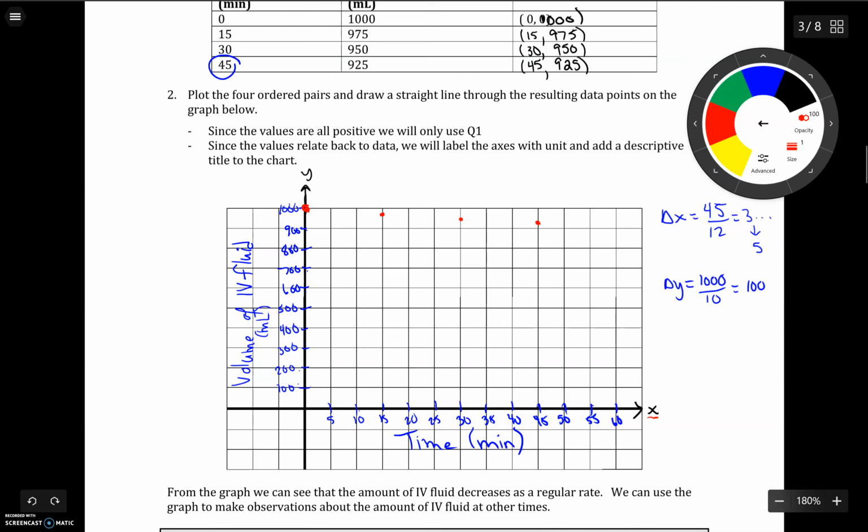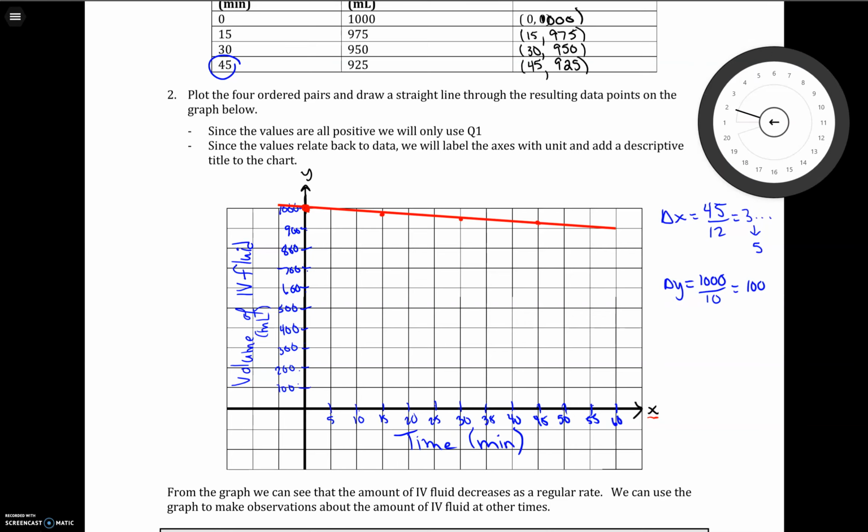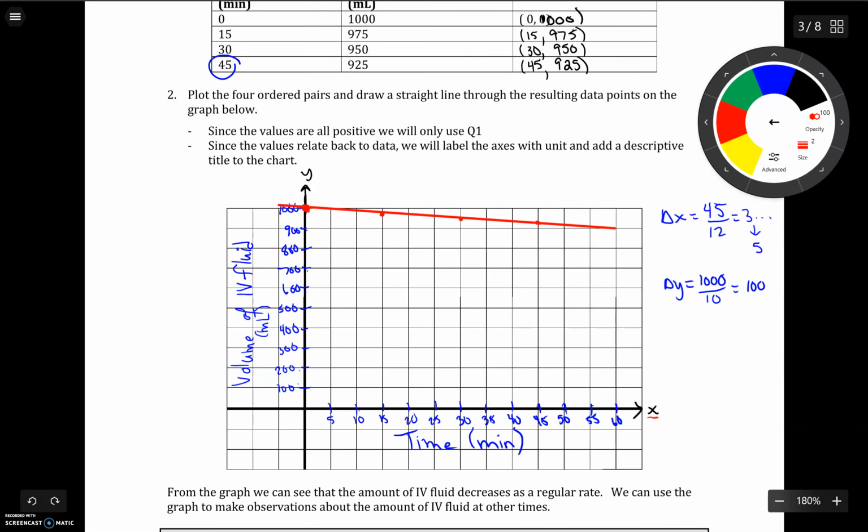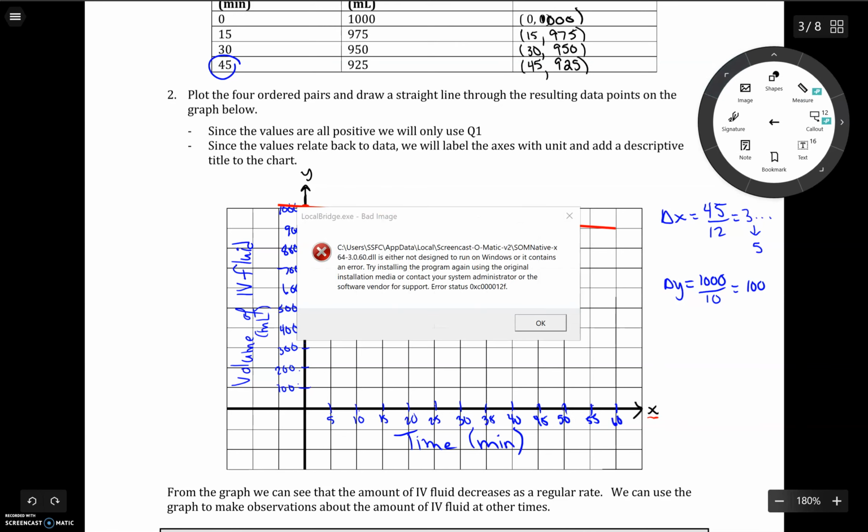If you have a ruler handy, that's great. I'm going to try and find a line tool in this graphing software. Okay, there we have it. And if we've done a good job, all of our points should be right in the middle of that line that we've drawn.